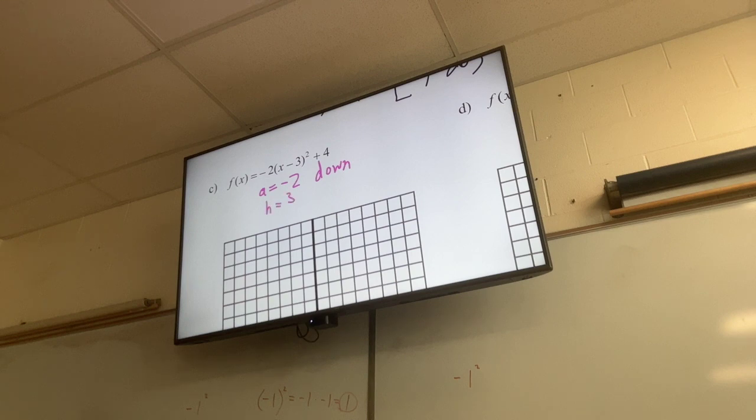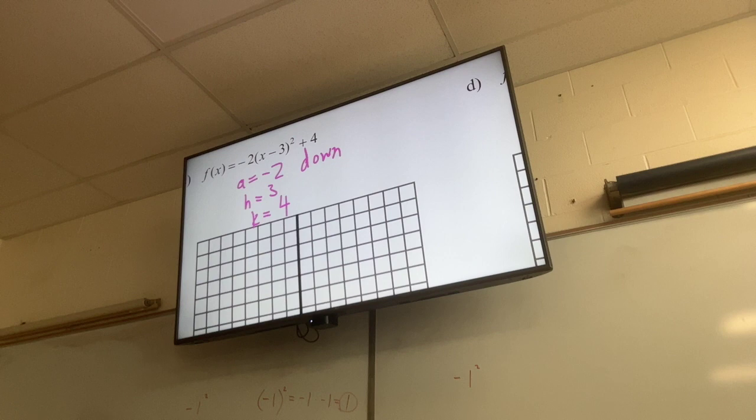Why is it not -3? Because it's the opposite of whatever's inside those parentheses. And what's my K? +4. So what's my vertex then if I know my H and my K? 3, 4. What's my AOS? X equals 3.